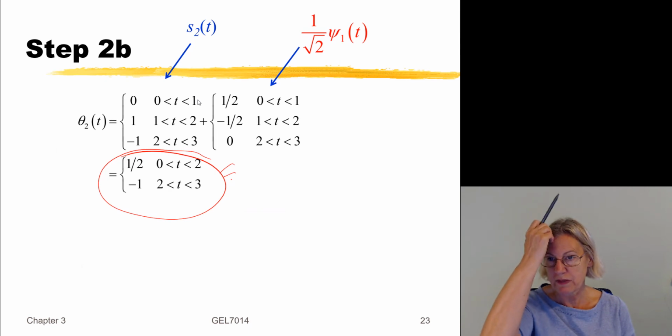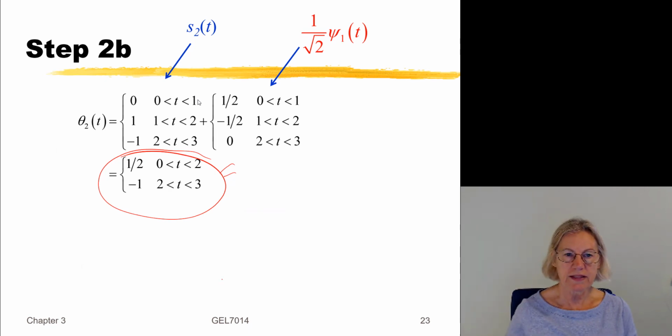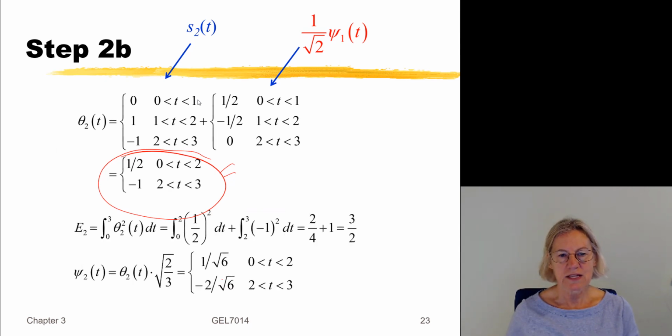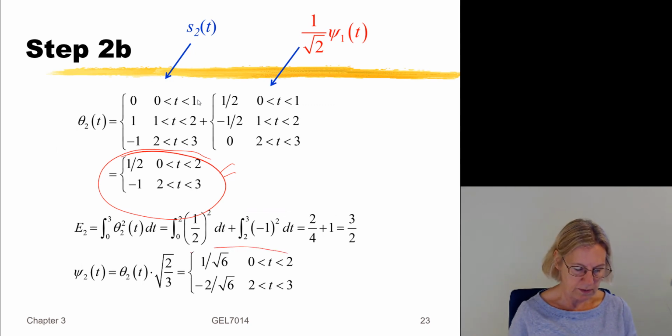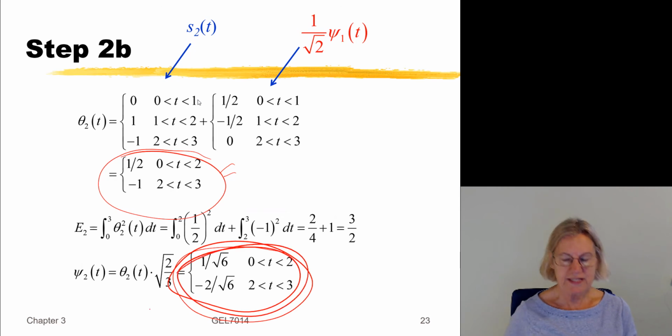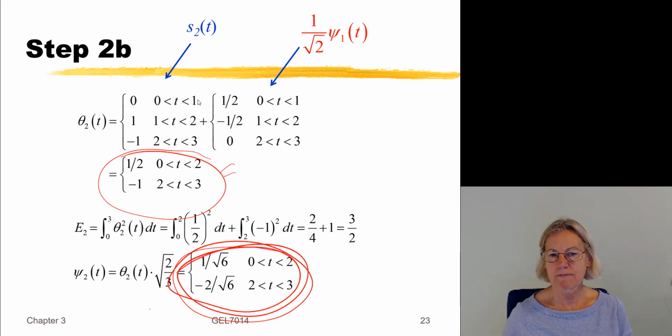And in order to have it be length 1, I have to normalize by the energy, and so that's the step. So I have to multiply by the square root of 2 over 3. And so with the normalization, this becomes my second basis vector. Now we go on to step 3.